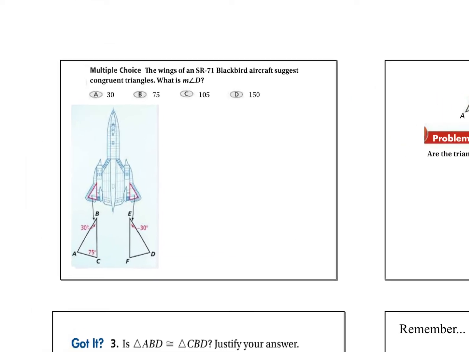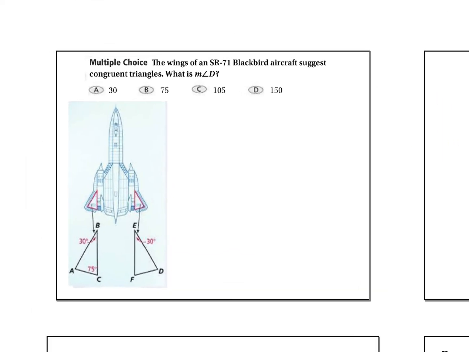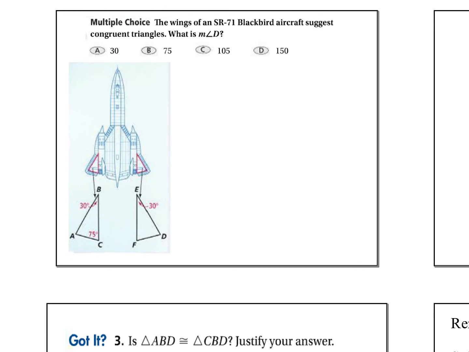We've got the wings of an SR-71 Blackbird aircraft, suggesting congruent triangles. What's the measure of D? So if we know that these two triangles are congruent, then we know that corresponding parts are congruent. So B is congruent to E. What would C be congruent to? F. And so I could put 75 degrees in here, and then can we solve for angle D? Sure. The measure of angle D will be what? Now, because these all add up to 180, it is also actually 75. Very good. Questions?